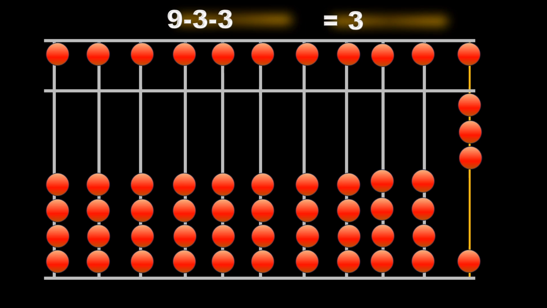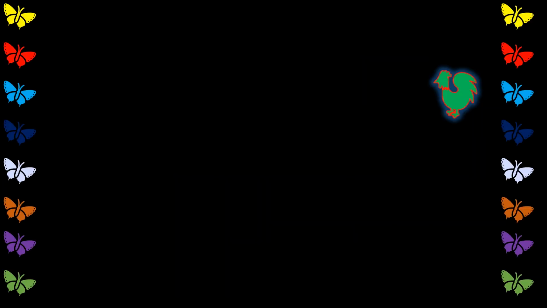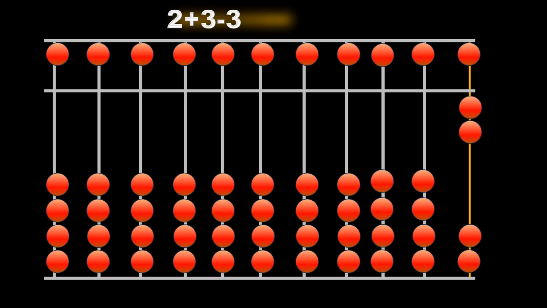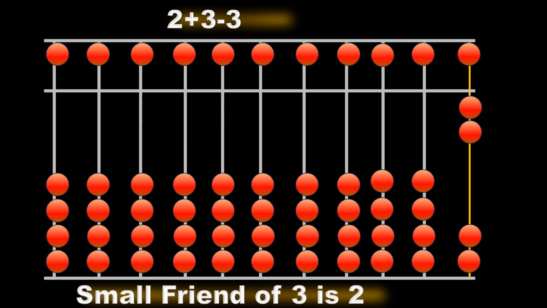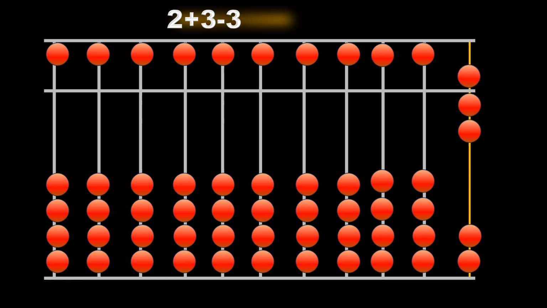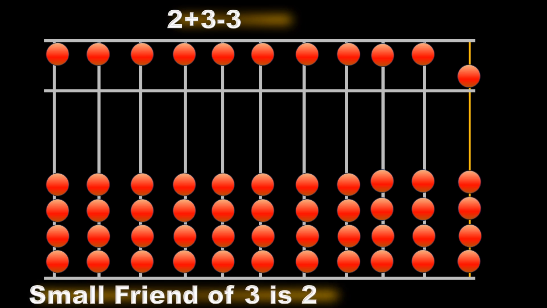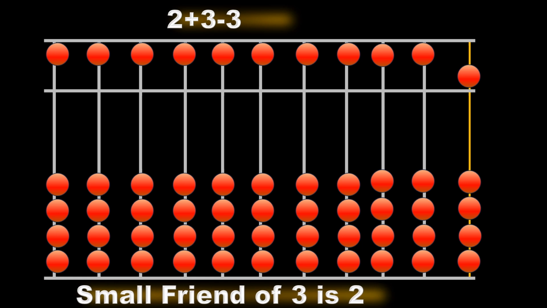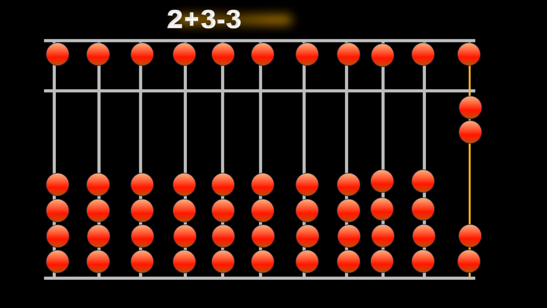Now see the next question. It is 2 plus 3 minus 3. First add 2 lower beads. Now we have to add second digit 3. So small friend of 3 is 2, we know. So add 5, subtract 2 lower beads. The third digit, if we see, it is minus 3. So we have to check what is small friend of 3, which is 2. So subtract 5, add 2 lower beads. So the answer becomes 2.